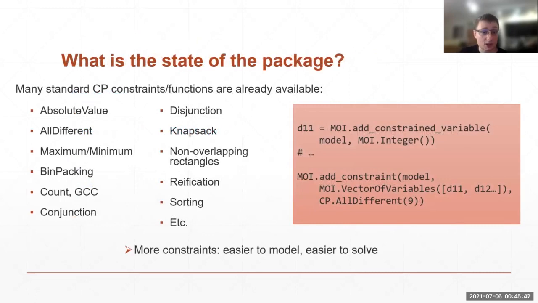What is the current state of the package I'm presenting today? There are quite a few standard CP constraints and functions that are already available, such as computing absolute values, having constraints such as all different, used for the Sudoku, finding the minimum and the maximum in an array. You can have higher level constraints such as bin packing or knapsacks, conjunction, disjunction, or even reification of other constraints. So you can do quite a lot of things just for the modeling part.